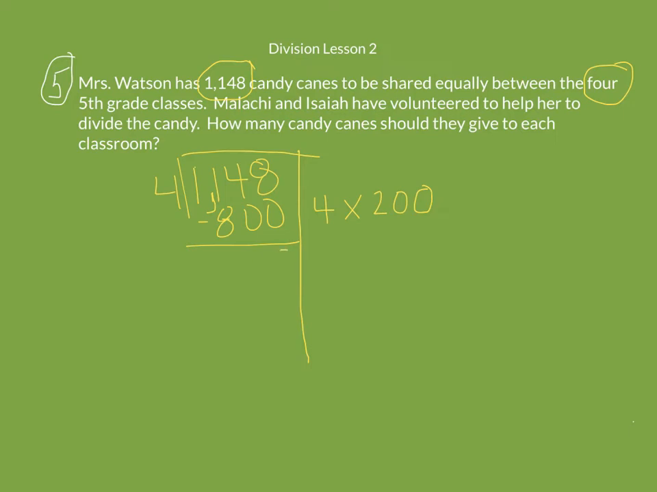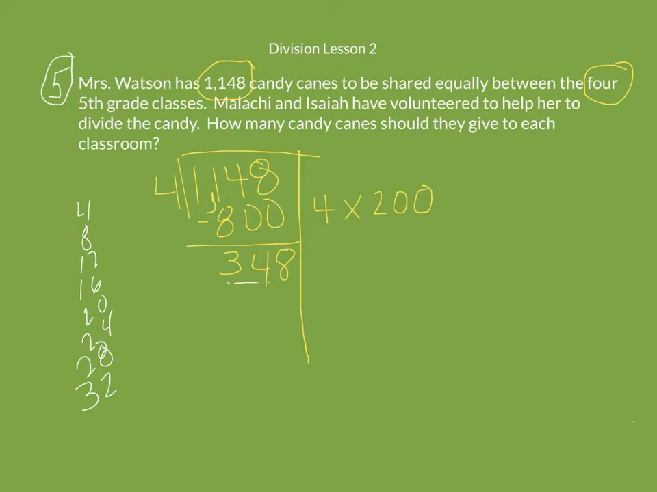8 minus 0 is 8. 4 tens minus 0 tens is 4. And 11 hundreds minus 800 is 300. So Malachi and Isaiah still have 348 candy canes to give out. So I'm going to think about this 34 tens. Now, 34, what multiple of 4 is close to 34? Well, I can think about 4, 8, 12, 16, 20, 24, 28, 32. Yes, 32 I think is the closest one.